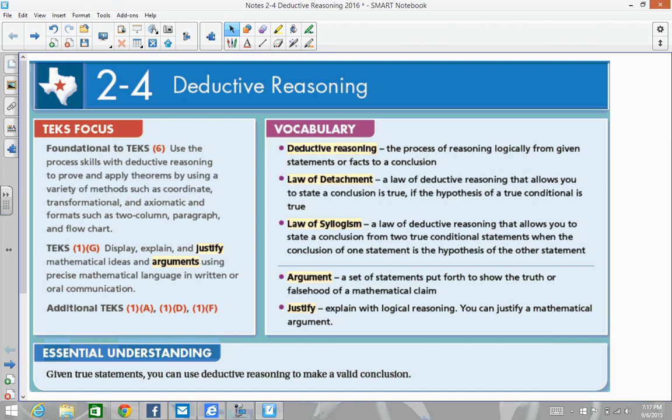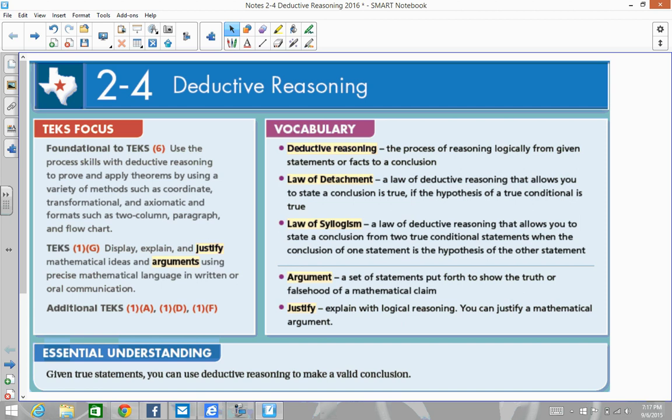Welcome to Geometry Pre-AP. Today we're doing a lesson on Chapter 2, Section 4 about deductive reasoning. If you want to pause the video, write down the Texas Essential Knowledge and Skills TEK, or write down some of this vocabulary that might be good for your notes. And the essential understanding question, which is given true statements, you can use deductive reasoning to make a valid conclusion. So pause the video and get this vocabulary down.